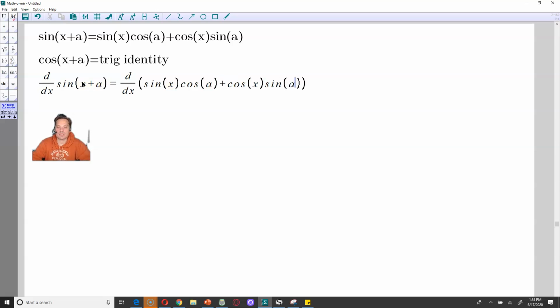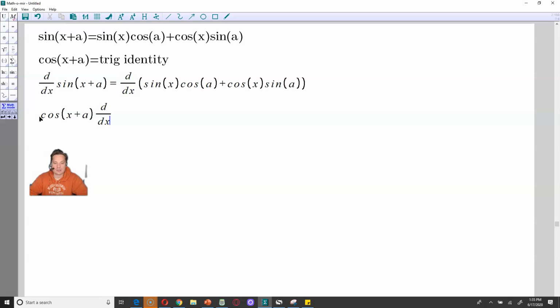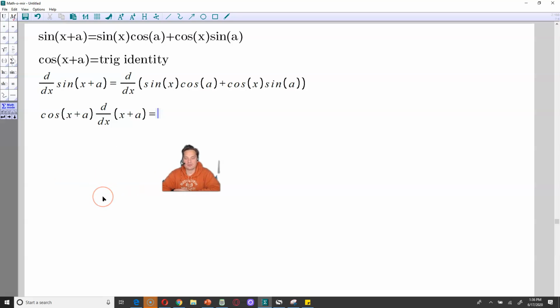Now let's differentiate the left side. It's going to be cosine of x plus a, times the derivative of the inside. You have to use the chain rule, okay? So, x plus a. And let's differentiate the right side. How does that work here? Let's go through it carefully.